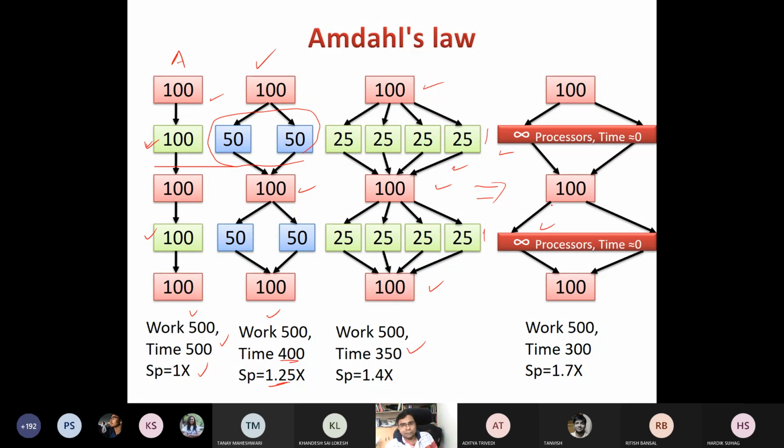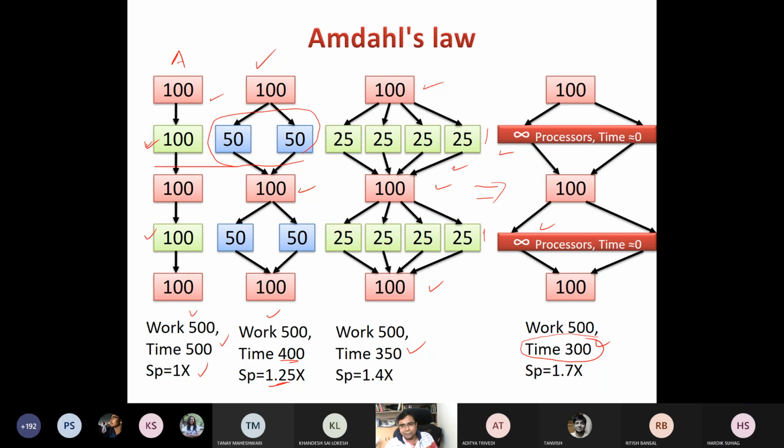And what speed up are you getting? What will be the total time? Can you go less than 300? Absolutely no. The time taken will be 300. And what speed up will we get? 1.7x. Even if you are using 10,000 or 1 million processors, you may not get more than 1.7 speed up. So who is limiting? The serial section of the code is limiting.